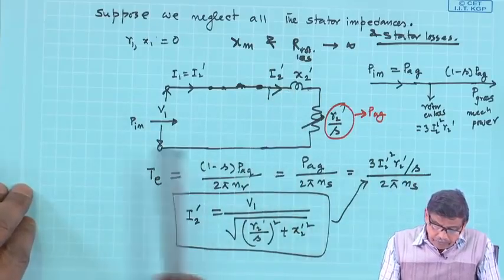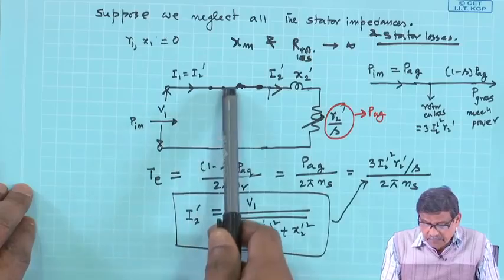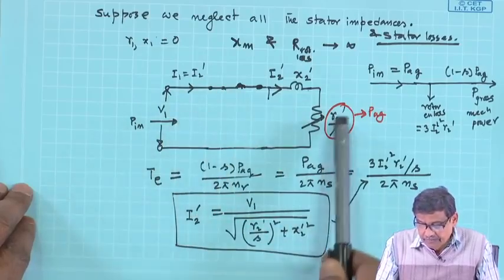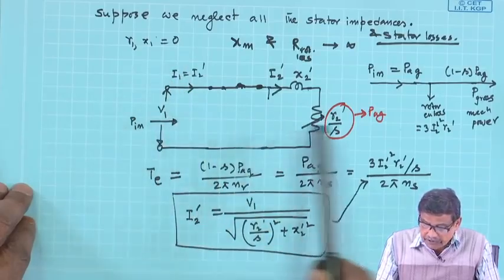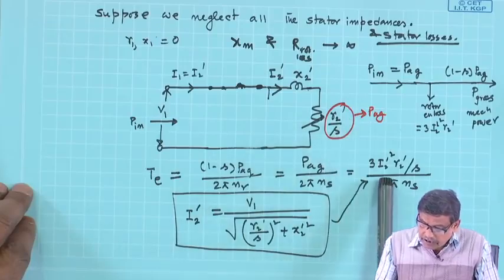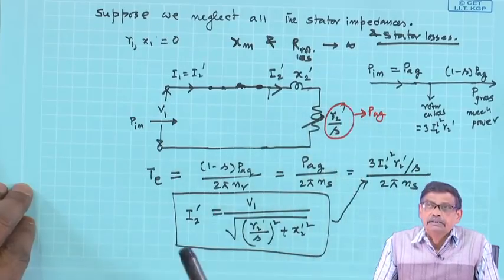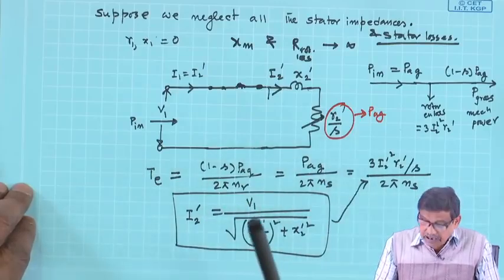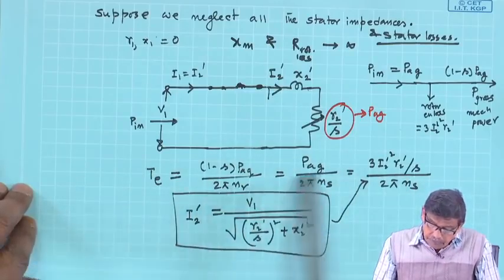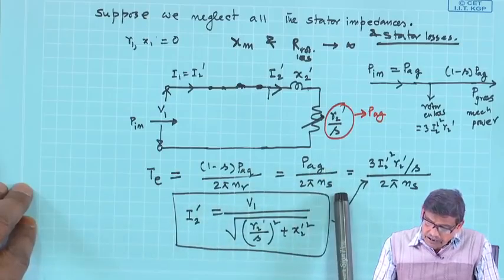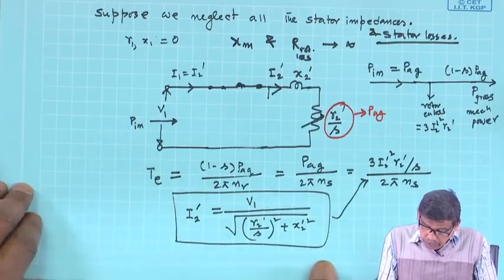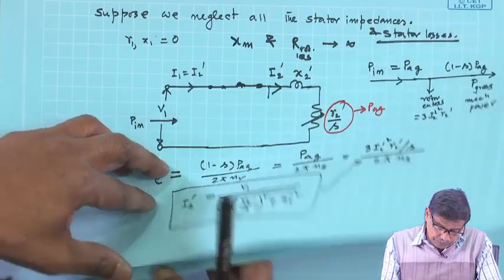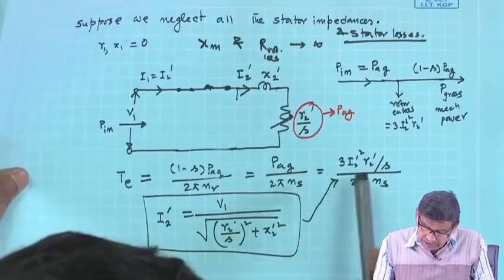Then obviously, there is no stator loss, so the input power, that is V1 I1 cos theta, whatever is the input power factor, must be equal to I2 dashed squared R2 dashed by S, that is the power in R2 dashed by S, which is nothing but PAG. Therefore, electromagnetic torque is PAG by 2 pi ns, and I2 dashed is this one, very simple. So, we proceed from this. Once I2 dashed is known, I substitute it here.